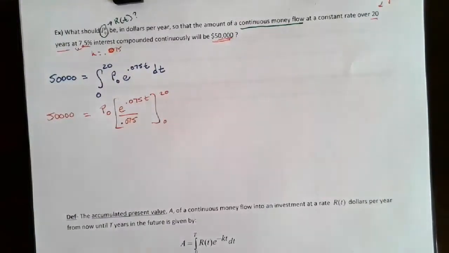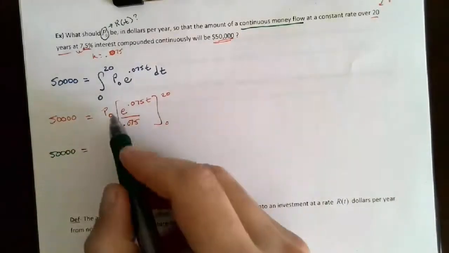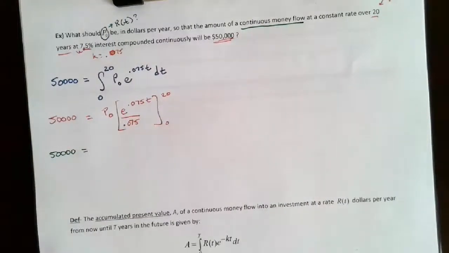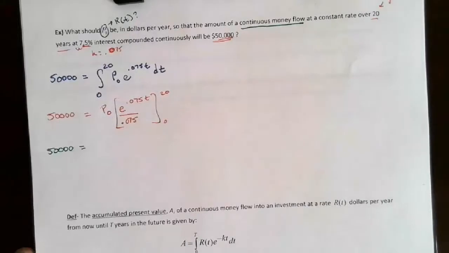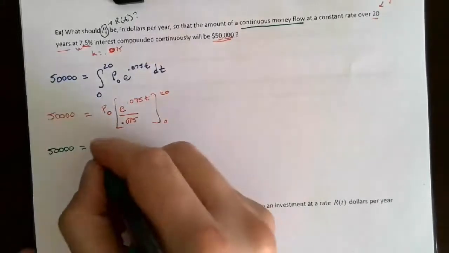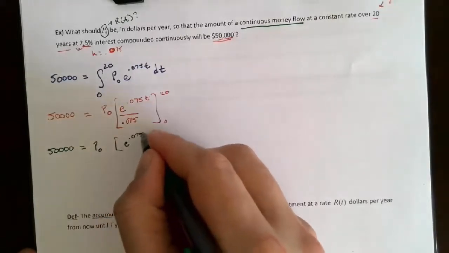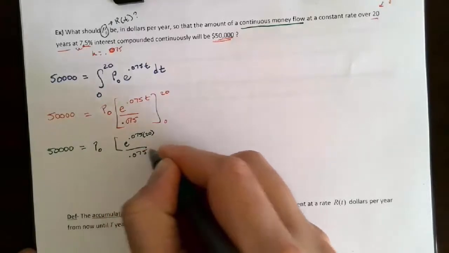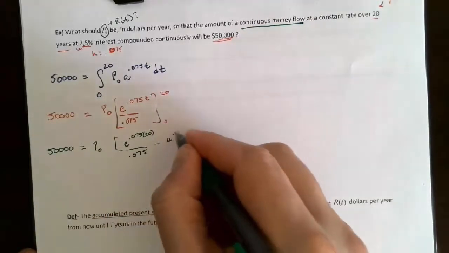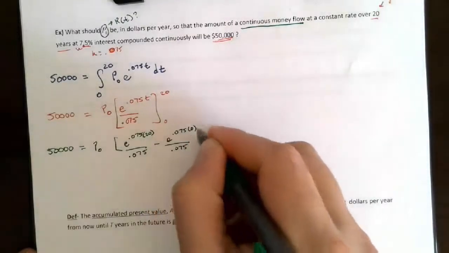Substituting in here, we have 50,000. We're allowed to keep the P0 out because I know it's a constant. If this was a function, you couldn't do this. You wouldn't actually be able to integrate it either. So that's why this needs to be a constant for whatever R of t is. So we have 50,000 is equal to P0 times, substituting in, e to the 0.075 times 20 over 0.075 minus, substituting in 0, e to the 0.075 times 0 over 0.075.